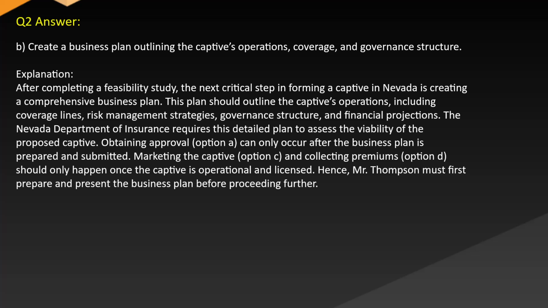Explanation. After completing a feasibility study, the next critical step in forming a captive in Nevada is creating a comprehensive business plan. This plan should outline the captive's operations, including coverage lines, risk management strategies, governance structure, and financial projections. The Nevada Department of Insurance requires this detailed plan to assess the viability of the proposed captive. Obtaining approval, option A, can only occur after the business plan is prepared and submitted. Marketing the captive, option C, and collecting premiums, option D, should only happen once the captive is operational and licensed. Hence, Mr. Thompson must first prepare and present the business plan before proceeding further.